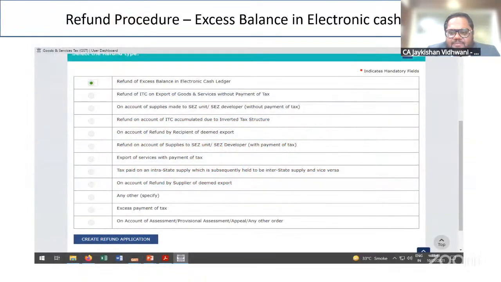So I have taken a practical screenshot of the actual portal wherein we would be claiming this refund. So firstly, under the refund tab, we need to select. These are all the categories which will be available to you. So for this, we need to select that refund is on account of excess balance in the electronic cash ledger.